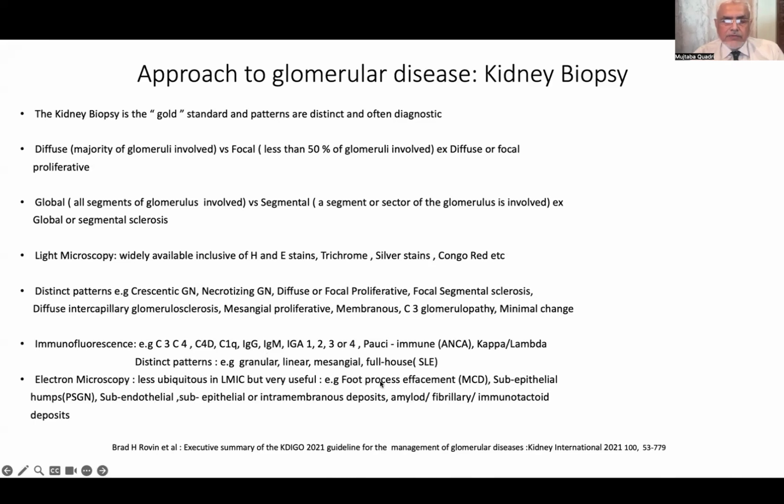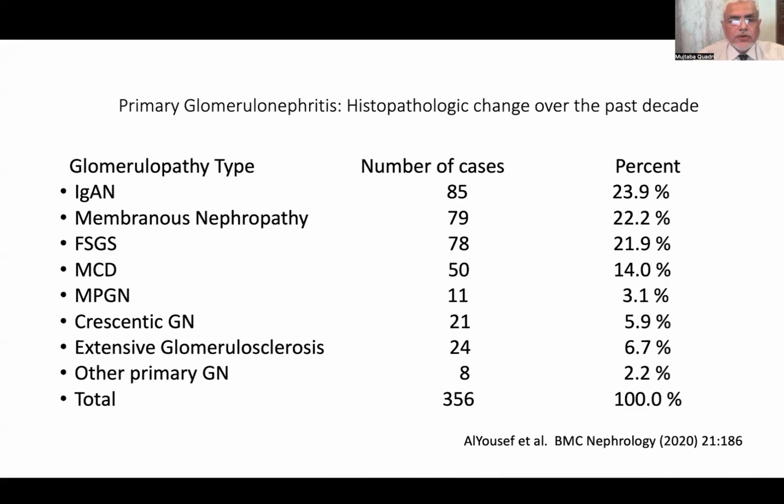And of course, you can have foot process effacement, subepithelial humps as in post-infectious GN, subendothelial, subepithelial, or intramembranous deposits as in membranous, or you can have the amyloid, fibrillary, and immunotactoid deposits that can be seen on electron microscopy.